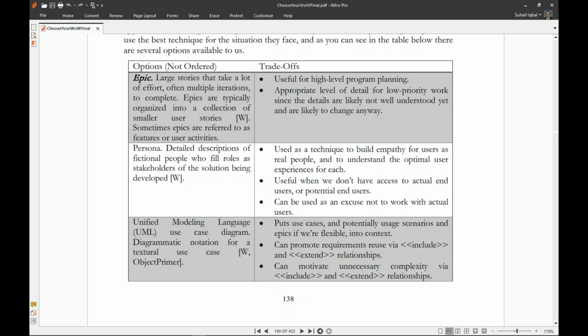Persona. A detailed description of fictional people who fill roles as stakeholders of the solution being developed. We have a number of trade-offs: used as a technique to build empathy for users as real people and to understand the optimal user experiences for each. Useful when we don't have access to actual end users or potential end users. Can be used as an excuse not to work with actual users.